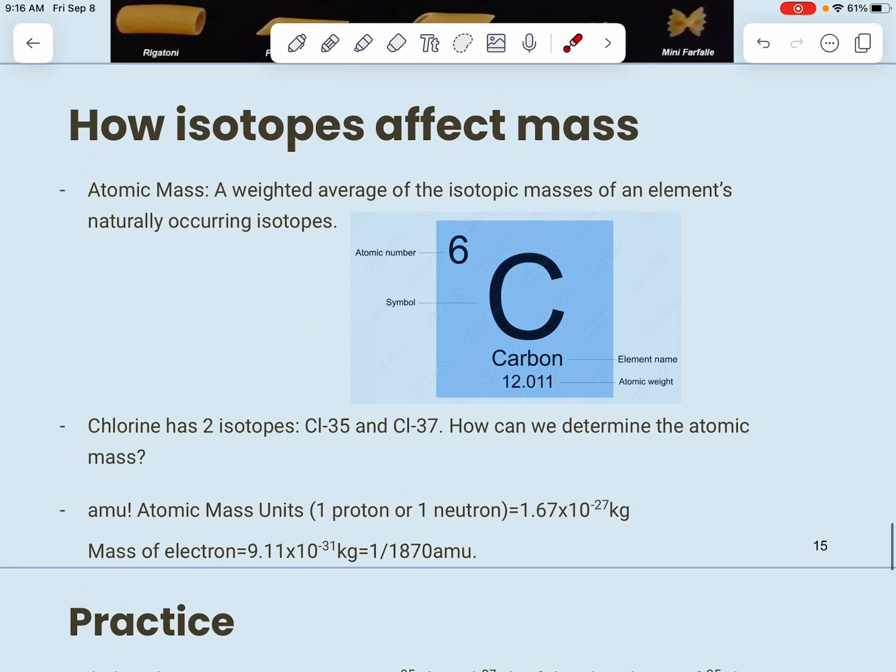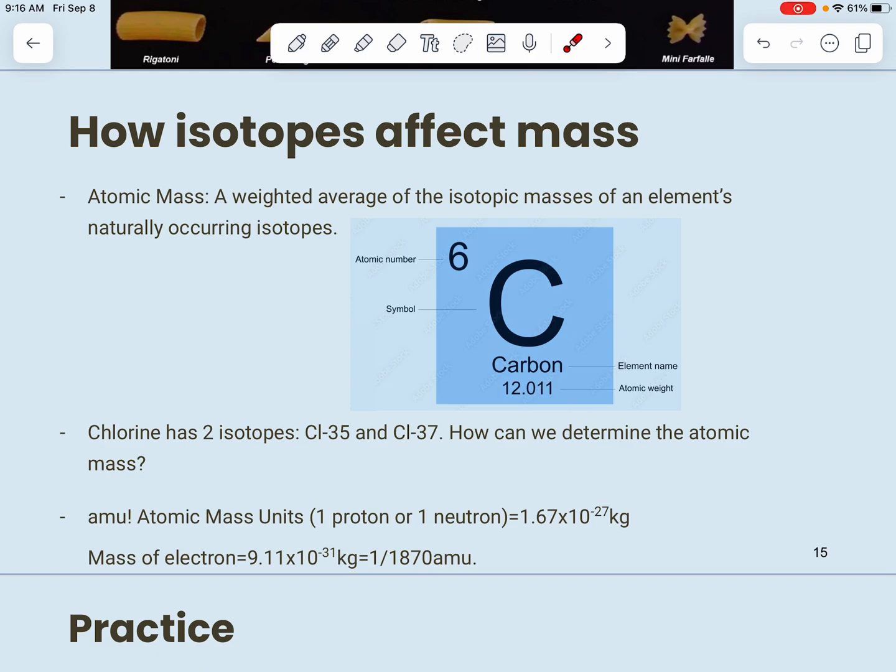All right, so let's talk more about how different isotopes are affecting mass. So we've talked a lot about atomic mass versus mass number, all right? So remember, those things aren't the same. Mass number is a whole number. Mass number equals protons plus neutrons. So for each isotope, we can get a mass number that's a whole number.